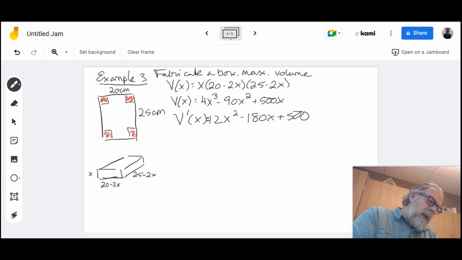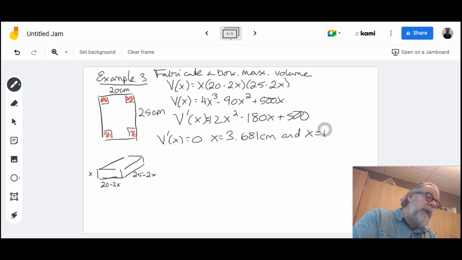And using the quadratic formula, because why not? What we discover is that the derivative will be equal to 0 when x is 3.681 centimeters and when x is 11.317 centimeters. These are our critical points. Well, a little inspection shows us that we can't cut 11.317 centimeters out of both corners of a 20 centimeter wide piece of paper, and therefore the only possibility is 3.681.